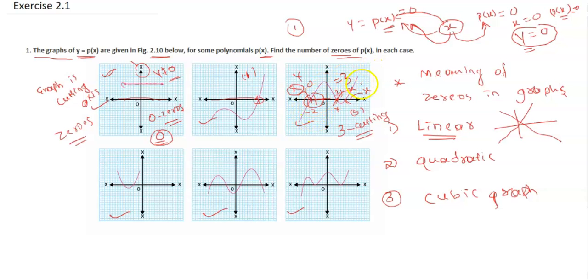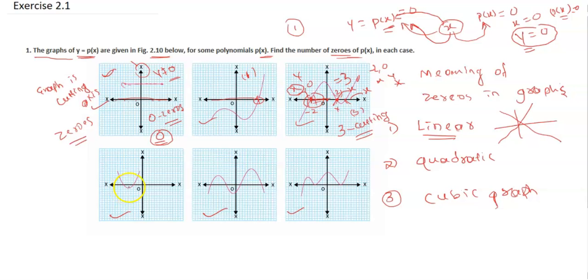How do you get this point? Minus 2 comma 0 means along the x axis you will take minus 2, and 0 means on the y axis, that is 0 only. Here you will get it, right? So now x is minus 2, y is 0, like that. The number of zeros in this graph is 3.